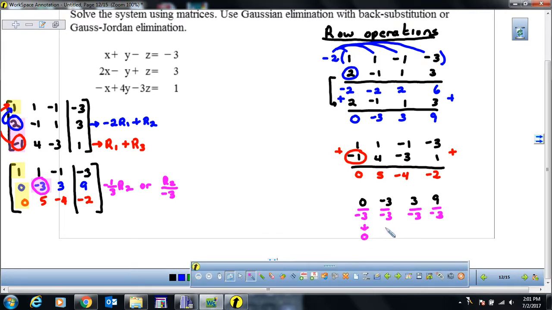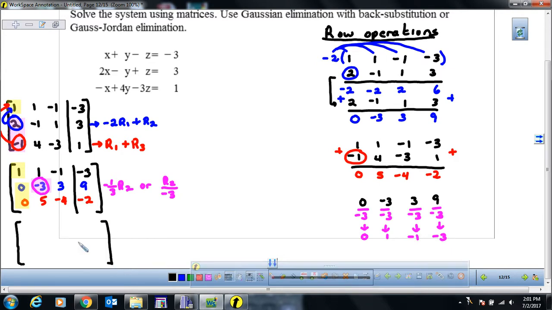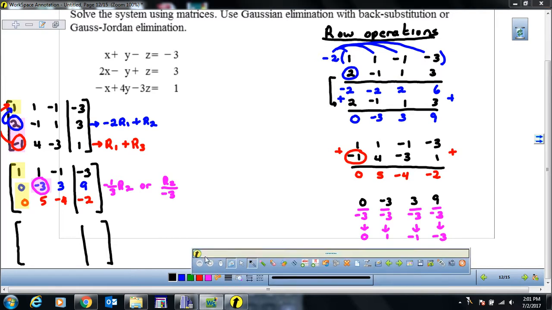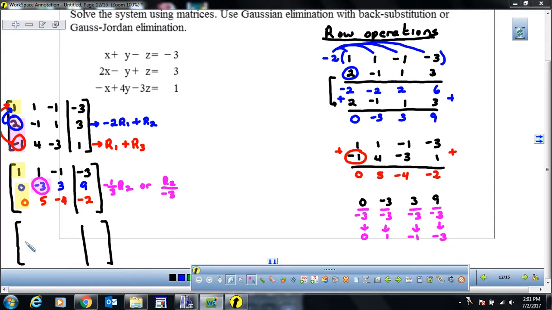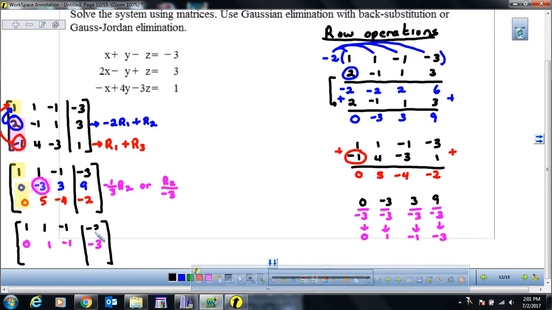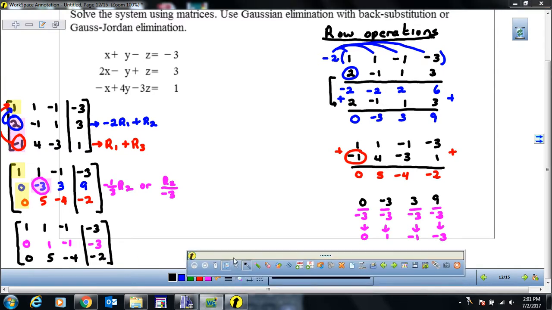So that's going to give me a 0, a 1, a negative 1, and a negative 3. So I'm going to write my new matrix that we got right here with my new middle row. My new middle row is going to become 0, 1, negative 1, and negative 3. And I'm just going to bring down the other two: 1, 1, negative 1, negative 3. And my last one, which is 0, 5, negative 4, and negative 2.